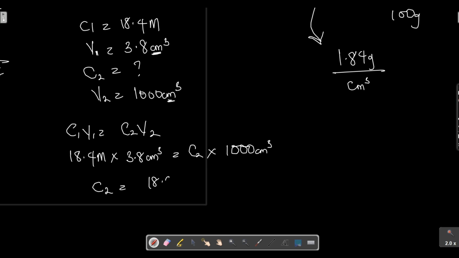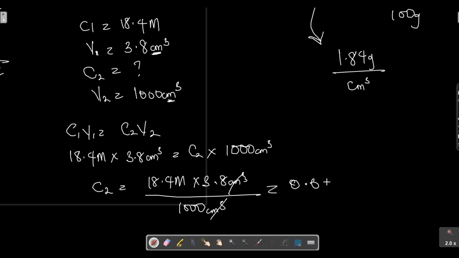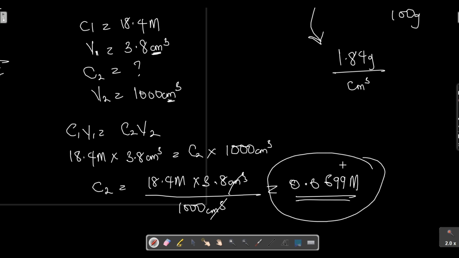So we make C2 the subject of formula. You have 18.4 mole times, molar rather, 3.8 cm cube over 1000 cm cube. Once you divide this, you have 0.0699 mole. This is the concentration of the acid. Ensure you leave it to 3 significant figures. So this is the concentration of the acid.